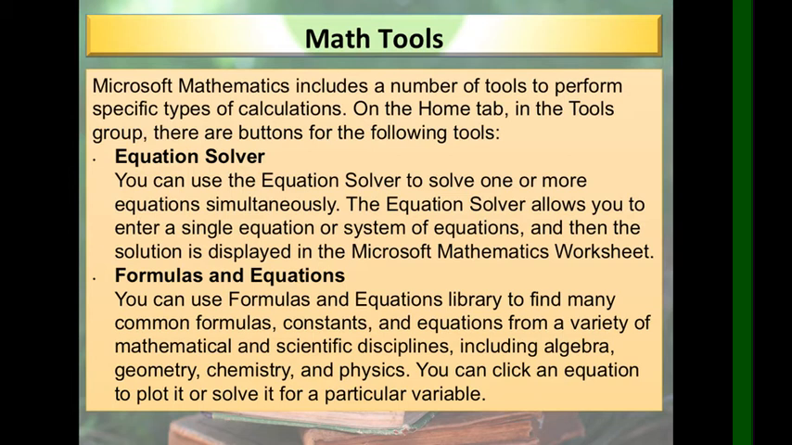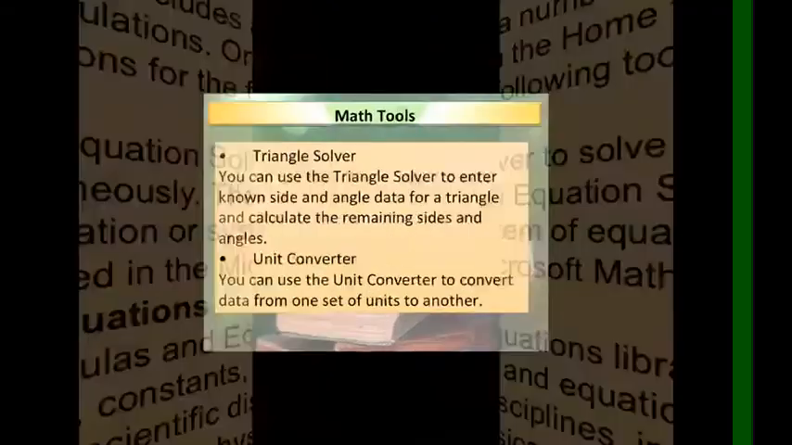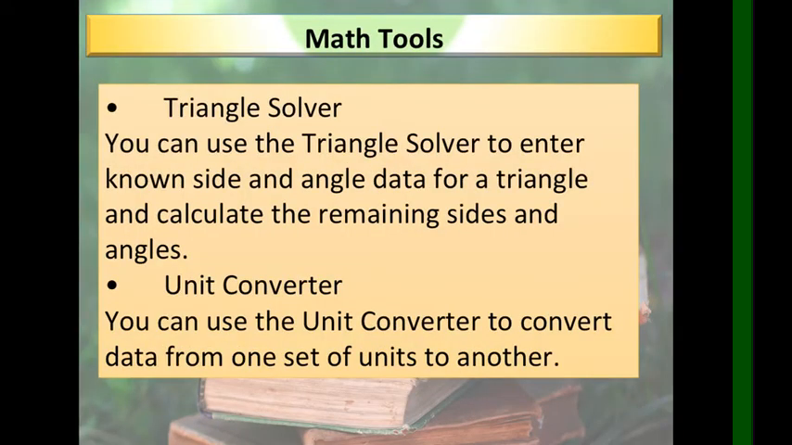Formulas and equations. You can use the formulas and equations library to find many common formulas, constants, and equations from a variety of mathematical and scientific disciplines, including algebra, geometry, chemistry, and physics. You can click an equation to plot it or solve it for a particular variable. Triangle solver. You can use the triangle solver to enter a known side and angle data for a triangle and calculate the remaining sides and angles. Unit converter. You can use the unit converter to convert data from one set of units to another.